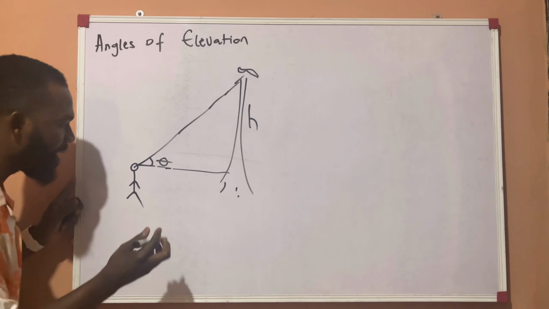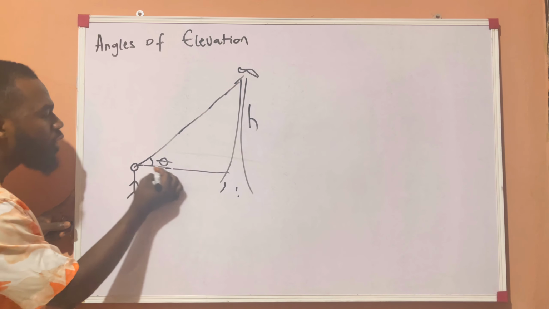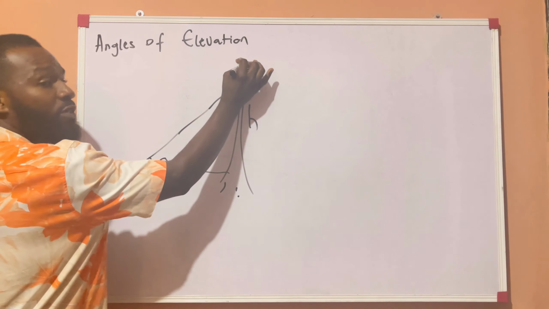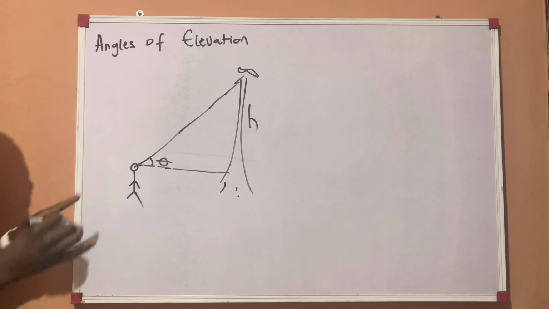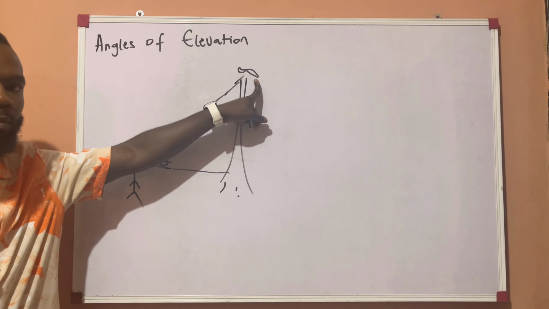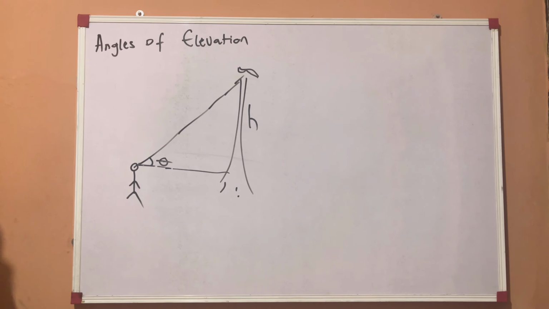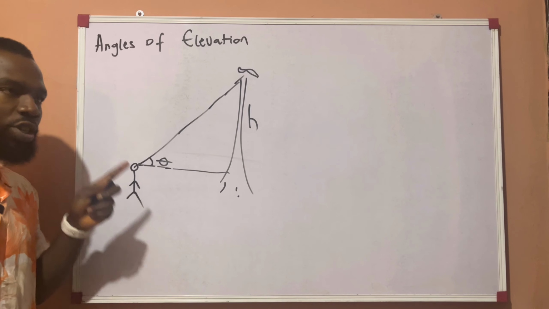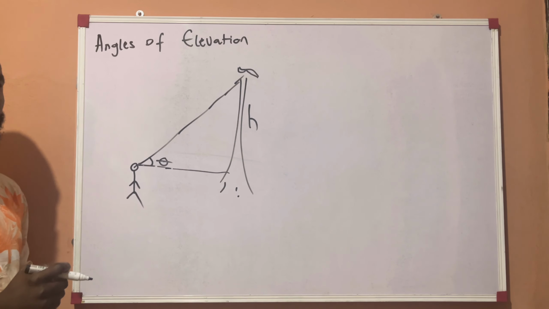As you can see clearly, this angle, which is represented by theta, is formed between the horizontal line and the line of sight. This is the new line of sight which the observer made in order to see the object he is trying to observe. So this is how you form an angle of elevation: you look up to something, and an angle of elevation is formed.